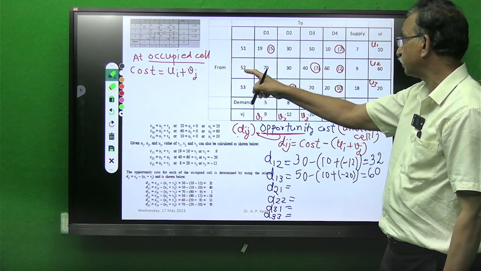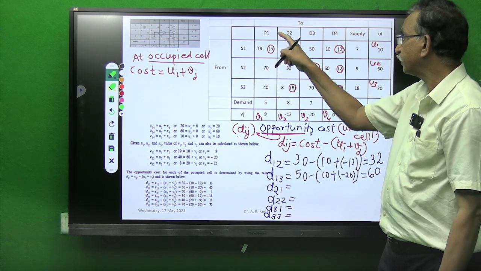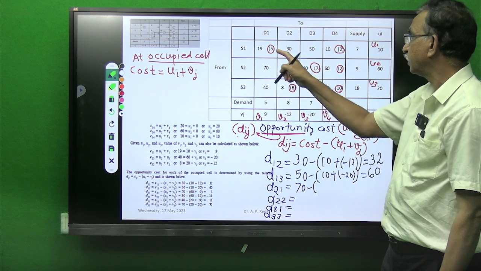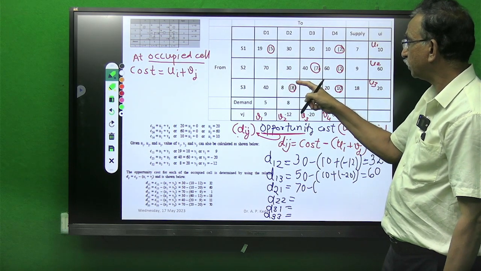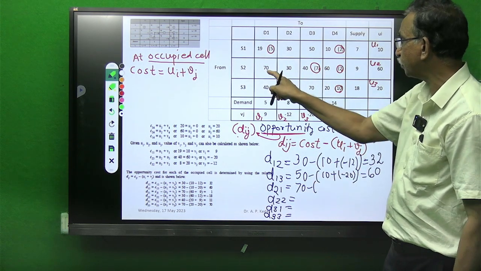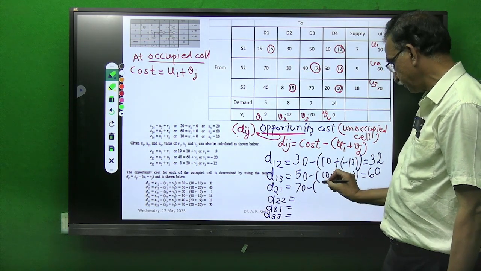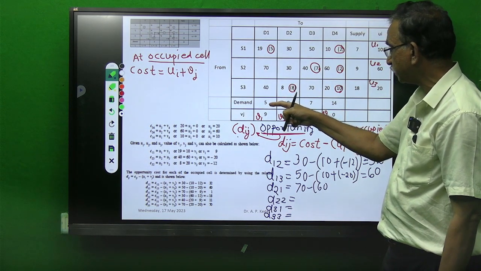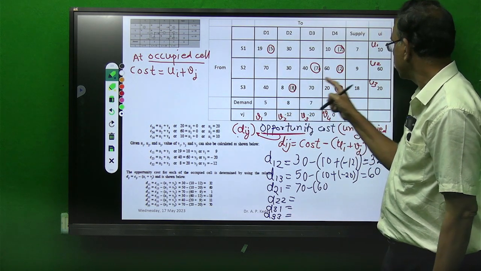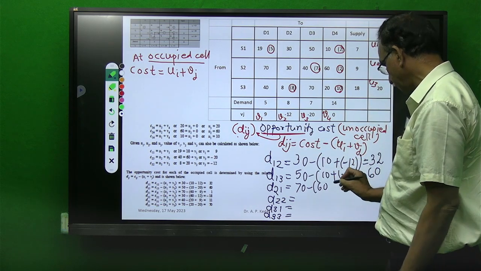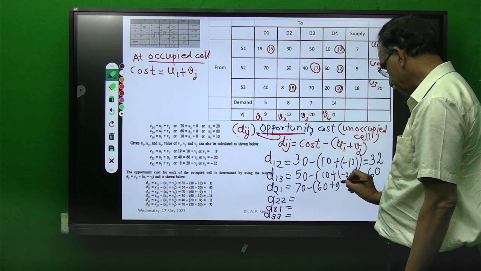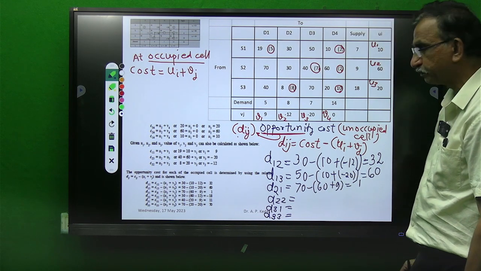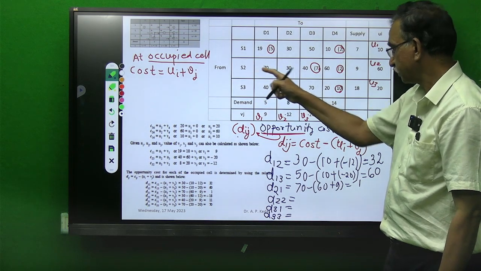Now for D21, 70 is the cost, corresponding U2 is 60, and for this 70 it is V1 9. So U plus V is 60 plus 9, it is 69. So ultimately 70 minus 69, it has to be 1. It is 1.